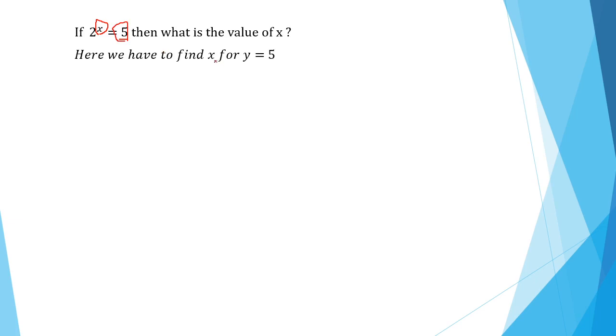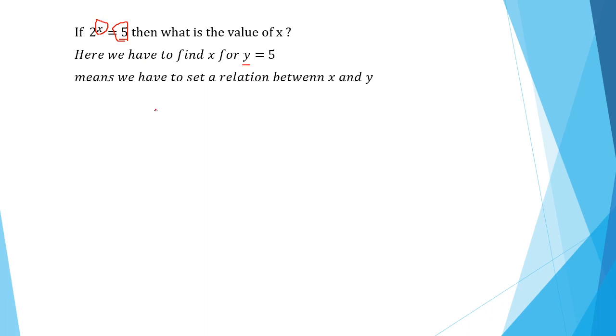Now, suppose 2 power x is equal to 5, just now we are discussing 2 power x is equal to 5, then what is the value of x? Here is our question. We have to know the relation between x and 5. It may be 5 or 6 or 7, or 9 or something. So, we can assume this 5 as y. Here we have to find the relation between x and y, where y is equal to 5. I hope you understand. We have to set a relation between x and y.